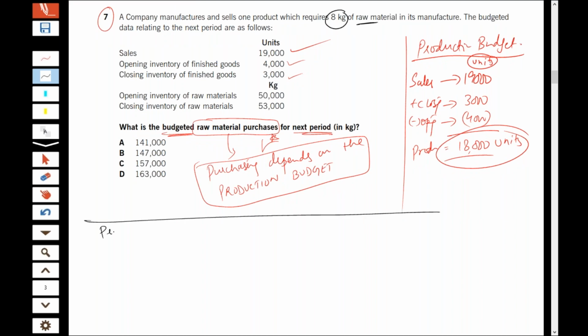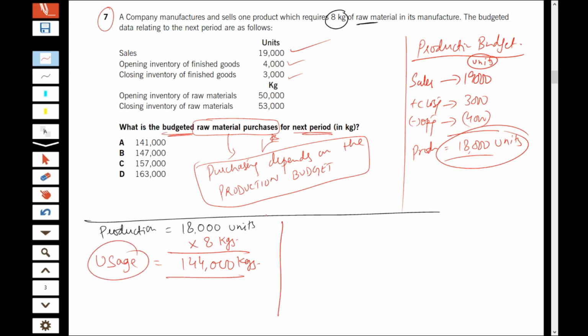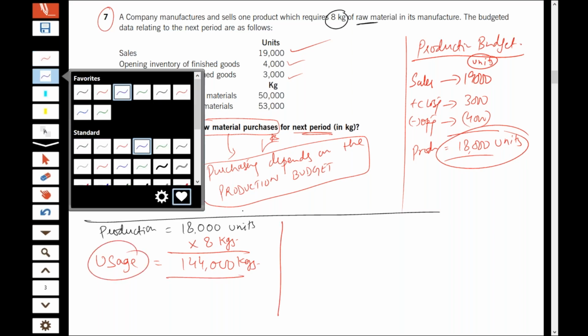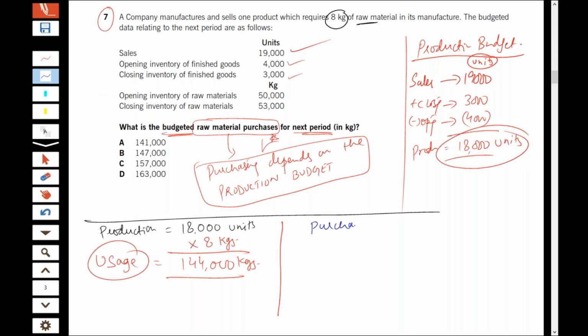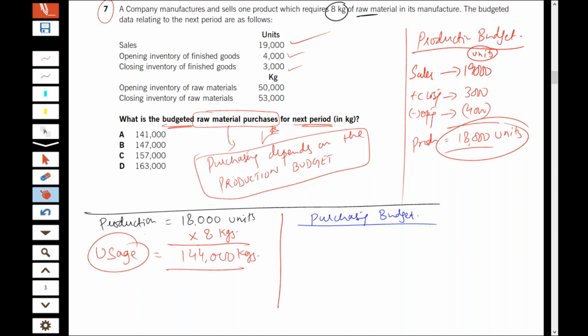So that means production is 18,000 units, and to make 1 unit, it needs 8 kilograms. So that is the usage: 18,000 multiplied by 8, that is 144,000 kilograms. That is the usage budget. Now we are finally making the purchase budget.